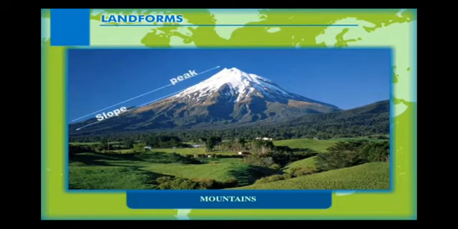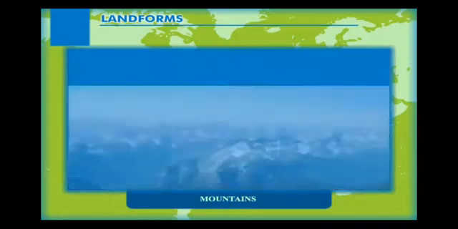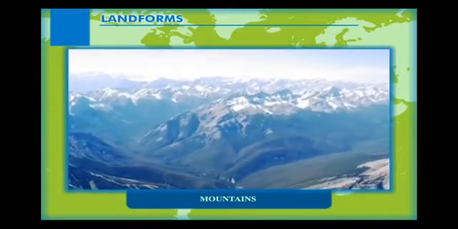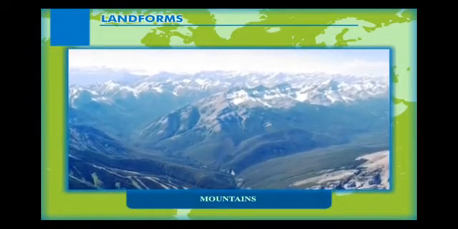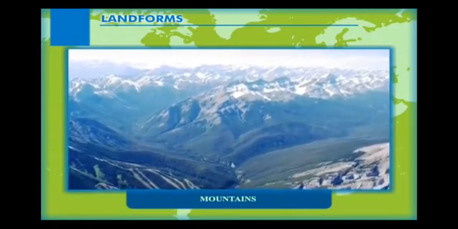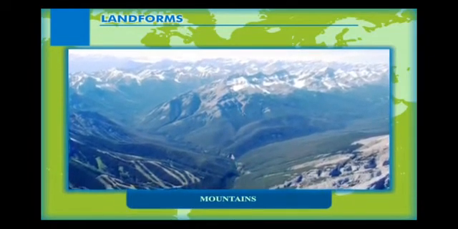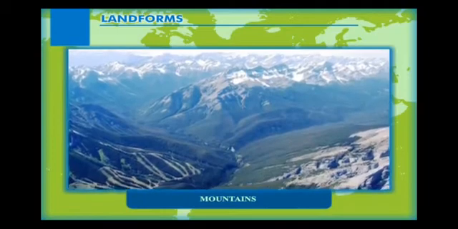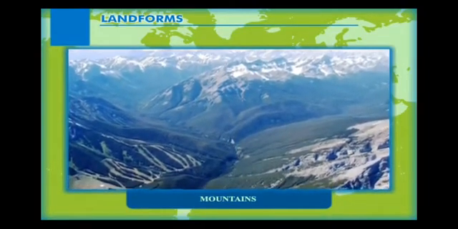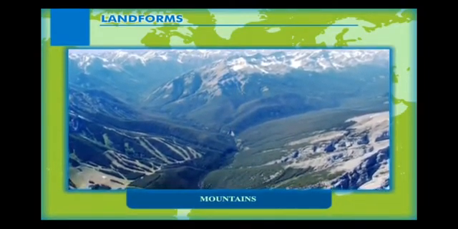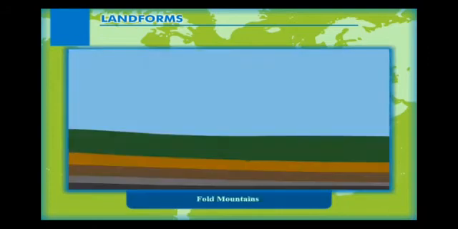A mountain can be defined as any natural elevation of the earth's surface. It is considerably higher than the surrounding area. Mountains vary in size and shapes. They are of different heights. Some are old and some are young. On the basis of their origin, the mountains are classified into three main categories. The first one is fold mountains.